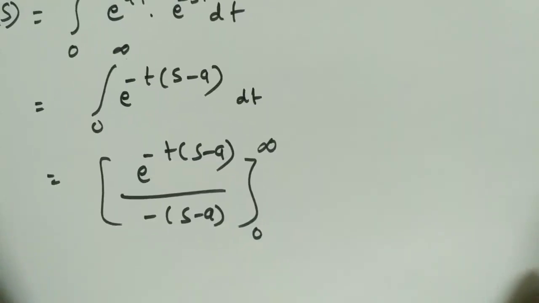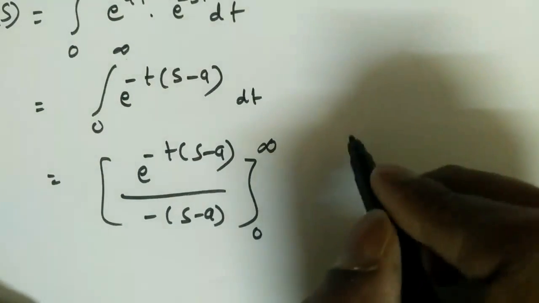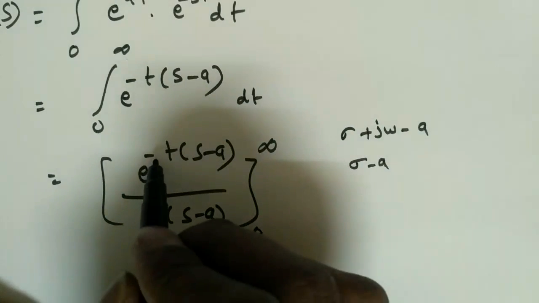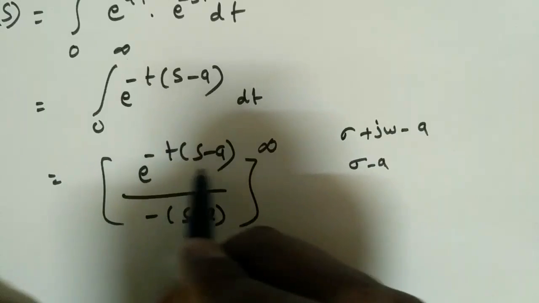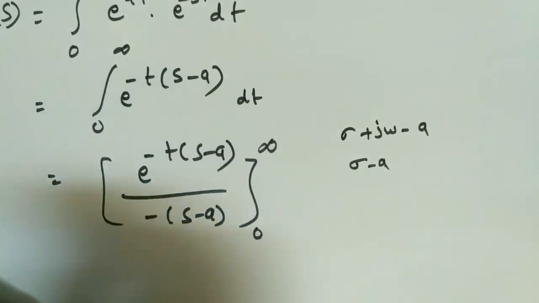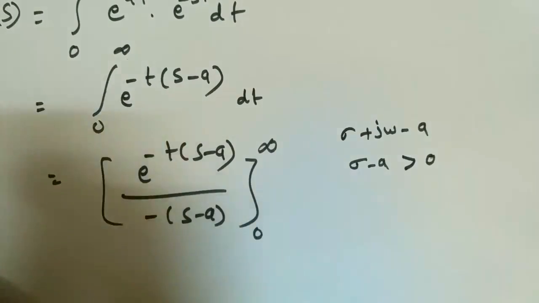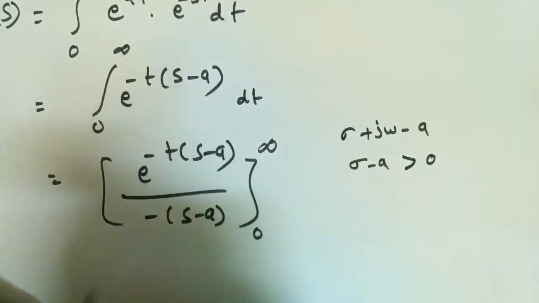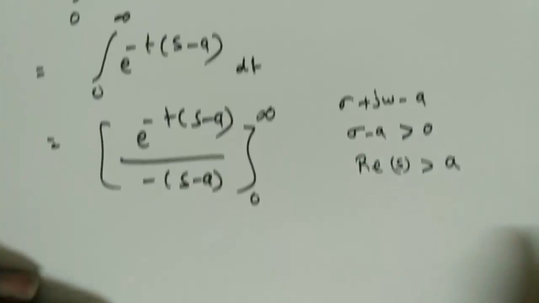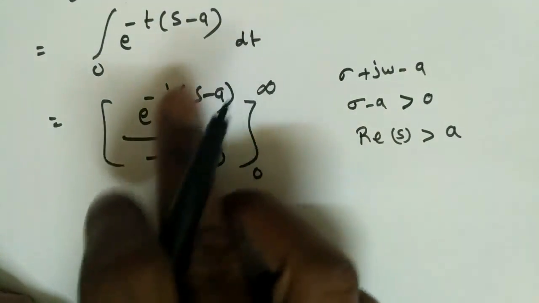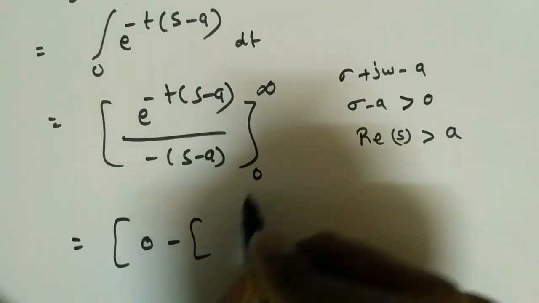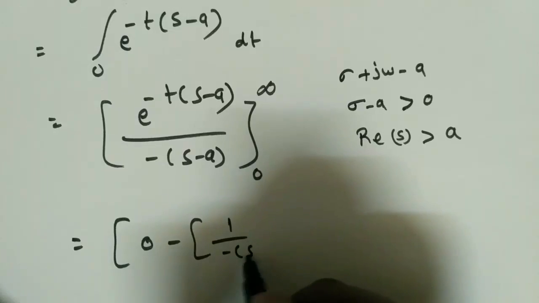So to make this term converge for some values, we have to take the ROC. If you are confused, replace s as sigma plus j omega minus a. What should sigma minus a be? Here it is e power minus t, and this should be positive. Whenever this is positive, the exponent becomes negative, so e power minus infinity will become 0. So sigma minus a should be greater than 0; only then will this term converge. So the ROC is real of s greater than a. Substituting the upper limit gives 0, and substituting 0 gives 1, with the factor minus of s minus a.